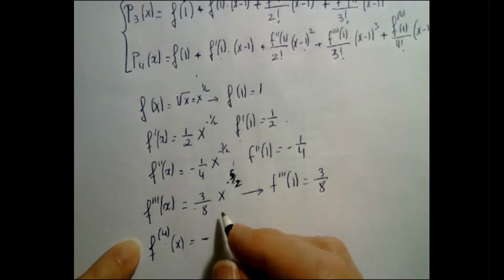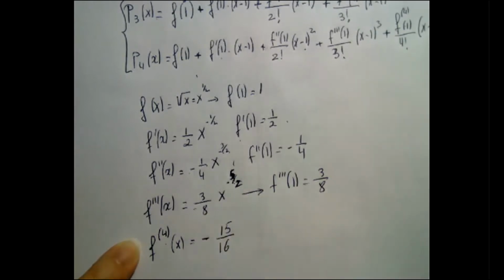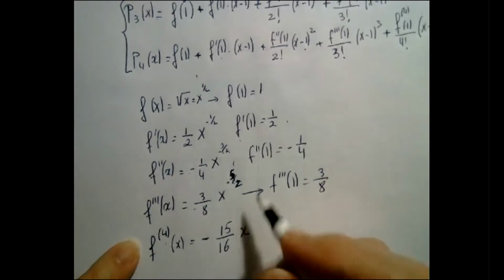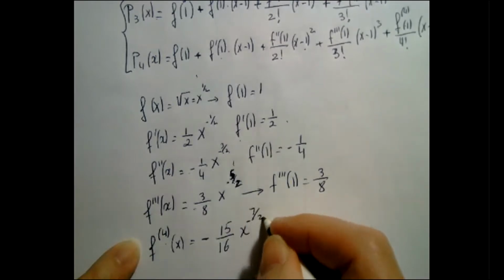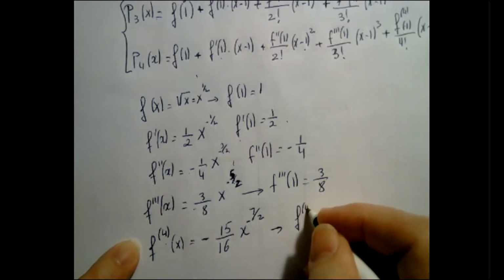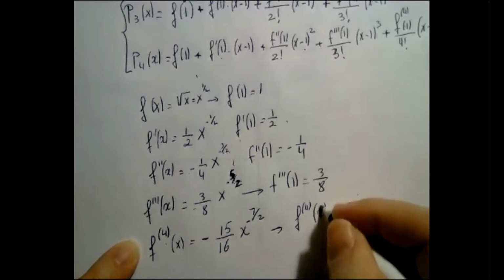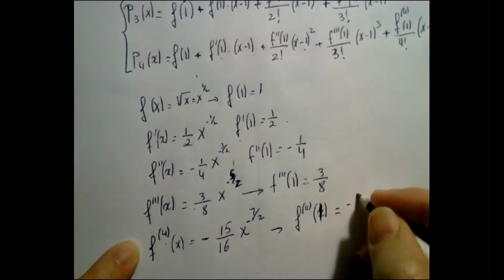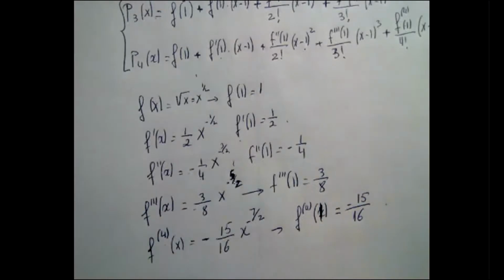Plus minus 3 times 5, that's going to give me 15. 8 times 2, 16. x to the power minus 5 halves minus 1, minus 7 halves. It means that the fourth derivative at x equal 1, at the base point, is minus 15 over 16.